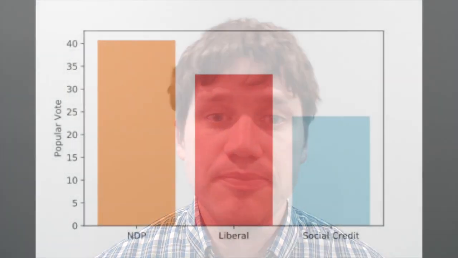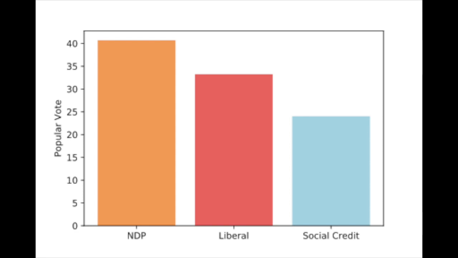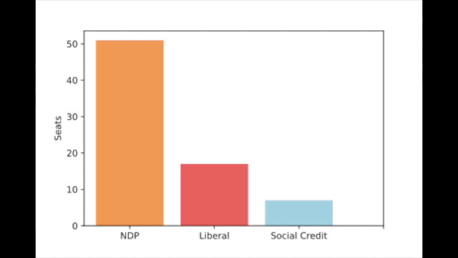For an example, let's take a look at the 1992 election in BC. Here is the popular vote. You can see the NDP got around 40% of the vote, the Liberals got shy of 35%, and the Social Credit a little bit less than 25%. This here is the seat count. Now you can see that there's a difference between the popular vote and the seat count. The NDP won a lot more seats than their share of the vote might suggest. So they won, indeed, 50 seats.